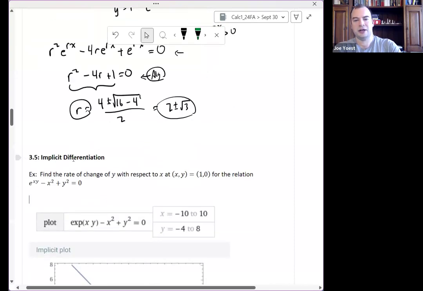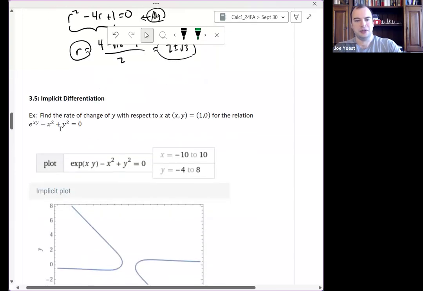Okay, so jumping down to our next topic, implicit differentiation. So implicit differentiation is, roughly speaking, differentiation of implicit functions. So let's look at a motivating example. Let's try to find the rate of change of y with respect to x at the point (x, y) equals (1, 0) for this relation: e to the xy minus x squared plus y squared equals 0.